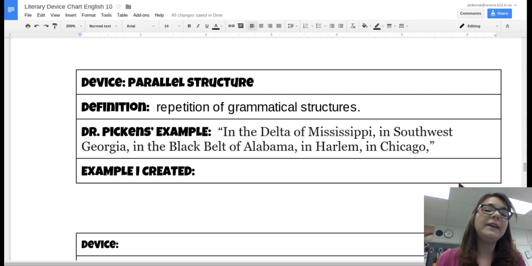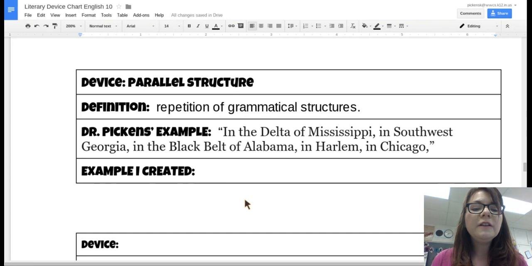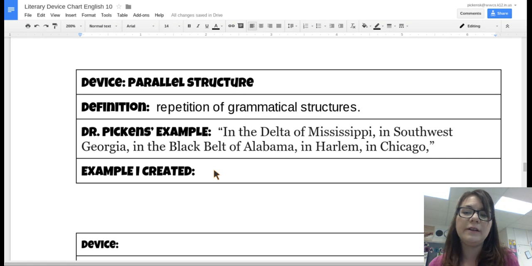Okay, those are the devices I have for you. What I want you to do is work with your table group to come up with another example from the John Lewis speech and put it in the example I created. I know it's from John Lewis instead, but that way you guys have other examples that you can look to, and you're going through John Lewis's speech a little more carefully. Once you finish that, you can go back to your John Lewis assignments and work on that.